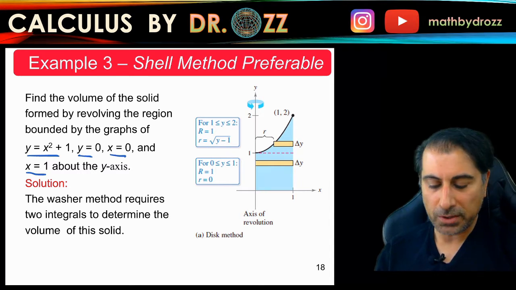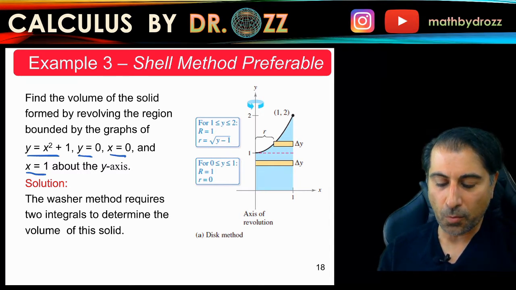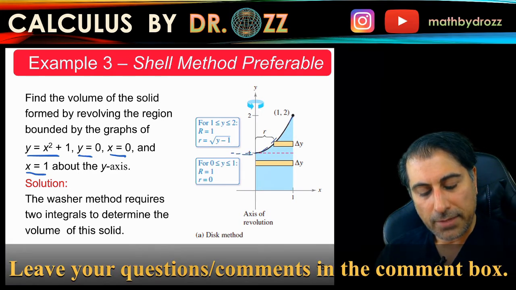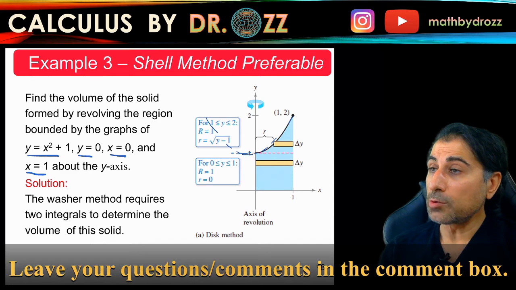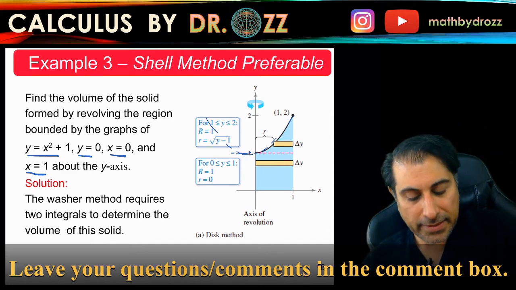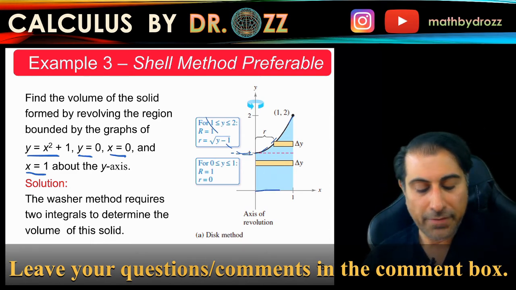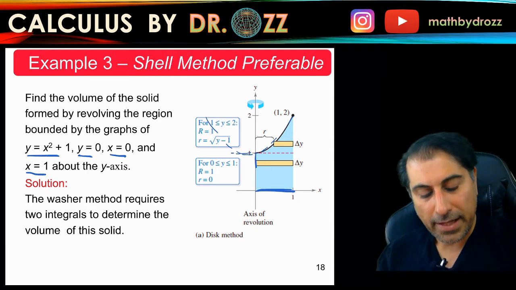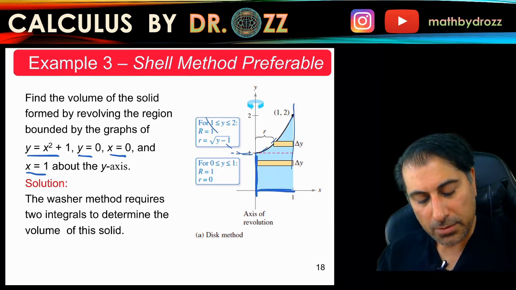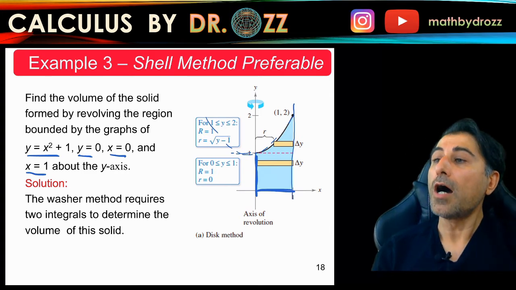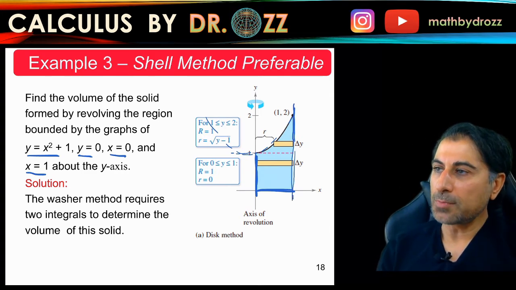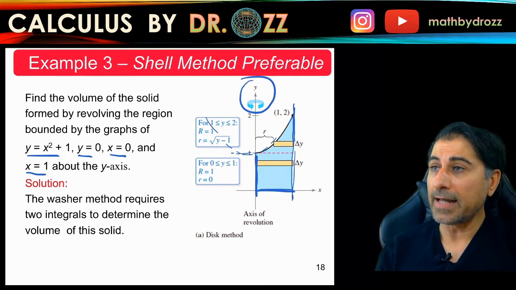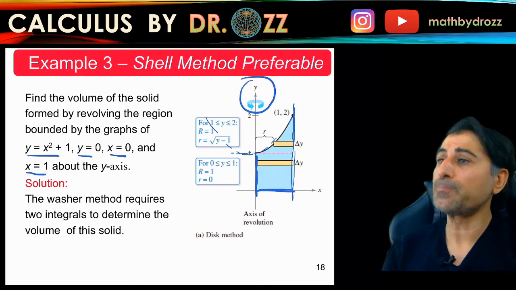But first things first, go ahead and have your calculator ready and try to come up with this region. First off, you have x squared plus 1, which has a graph like this. Then you have y equals 0, which is the x-axis. You have x equals 0, which is the y-axis. And you have the x equals 1 vertical line. So you're talking about this blue region that's supposed to be revolved around this vertical axis, which is the y-axis.